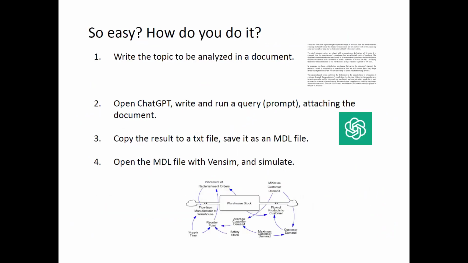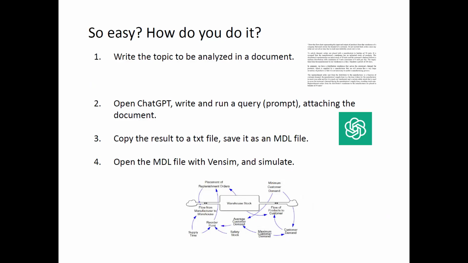How is this process done? To do this, you must start by writing the topic to be analyzed in a document that we will incorporate into ChatGPT. Therefore, it must be a clear document, easy to interpret, unambiguous. Not include expressions such as variable A is a function of variable B. Include the parameters we want the model to incorporate, etc.